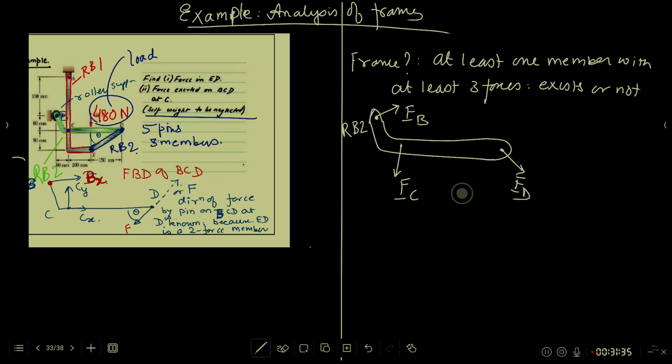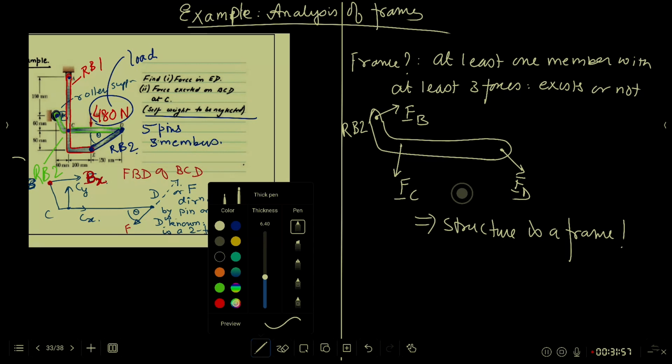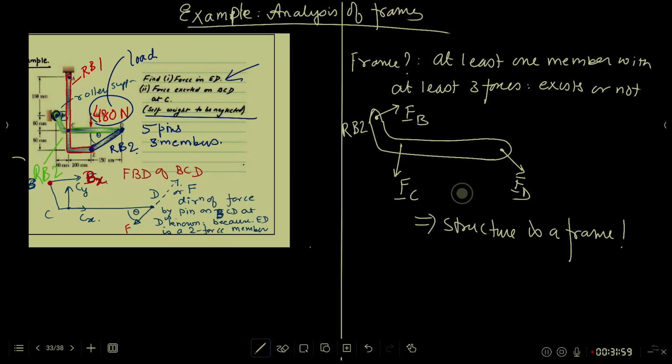What do they want us to find? Specifically here, they want us to find the force in member ED. Force exerted on BCD at point C, at pin C. Two things they want us to find. Now we can start doing the analysis, but there is an interesting part in this problem which I want to highlight.